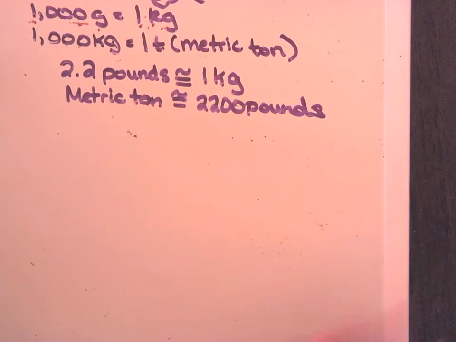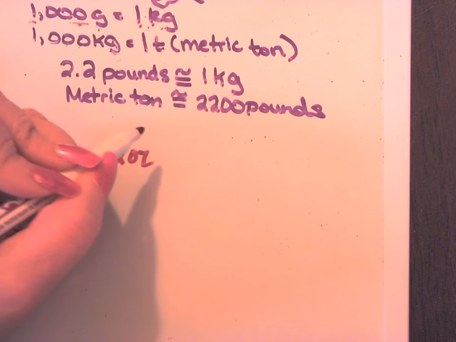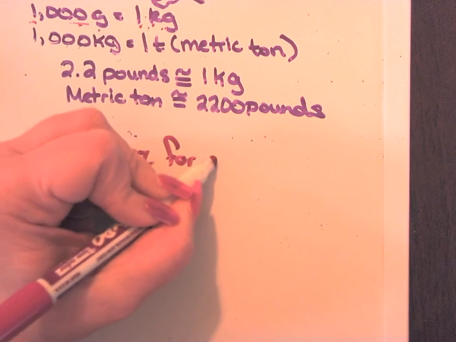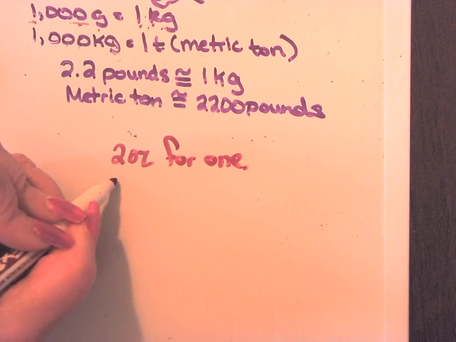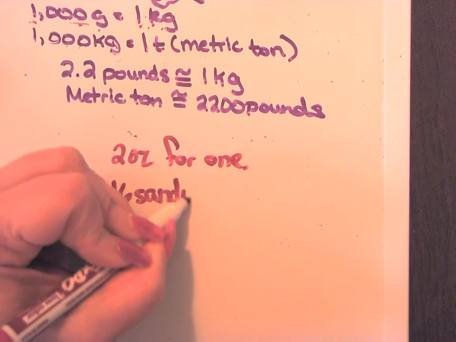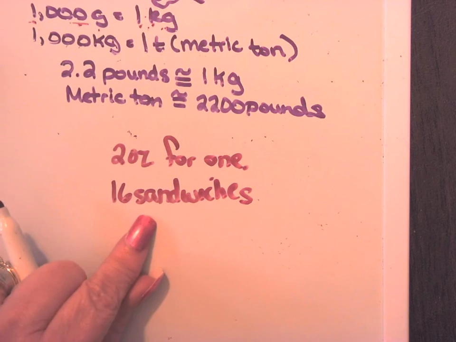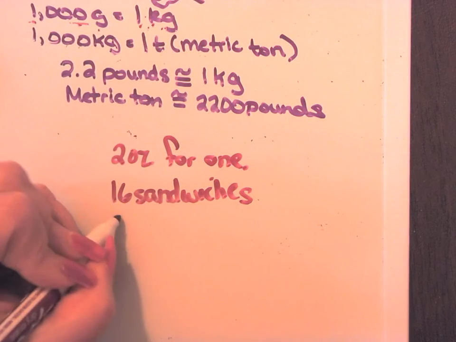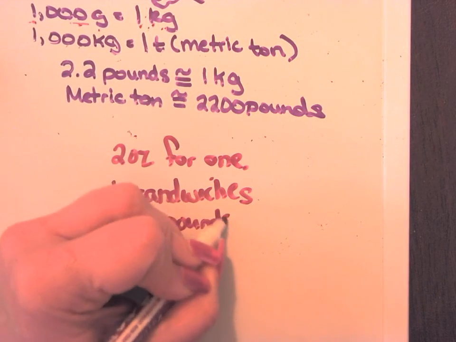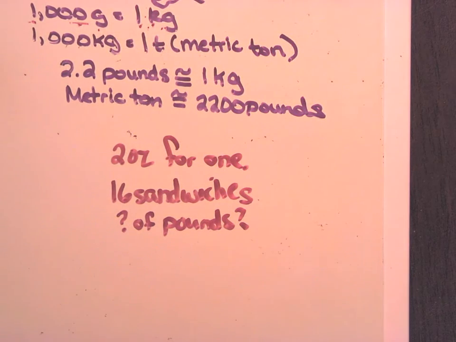It says he uses 2 ounces of cheese on 1 sandwich. If he makes 16, okay, so 2 ounces for 1. He's making 16 sandwiches. And the question asks how many pounds of cheese. Now how many ounces, how many pounds? So you want to know the number of pounds of cheese used. So first we're going to start with the 2 ounces and the 16 sandwiches.